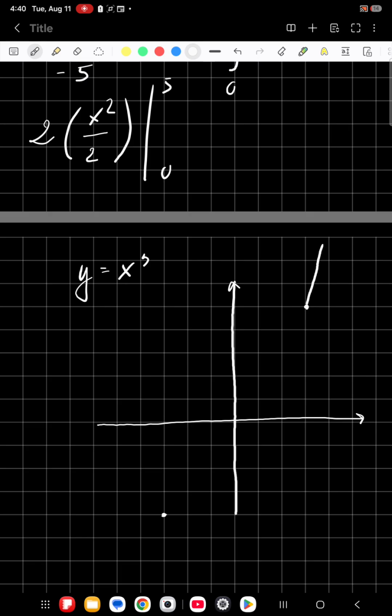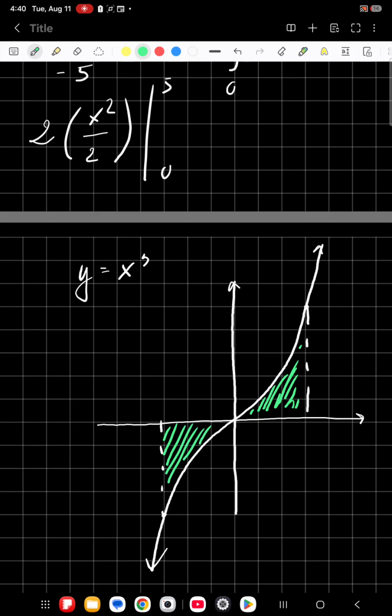So these are the points. Here's the graph. Okay, so here are the areas. And again, those areas are symmetrical. So this area is the same as this area. This is -3. This is 3.